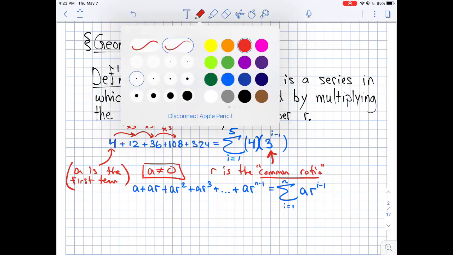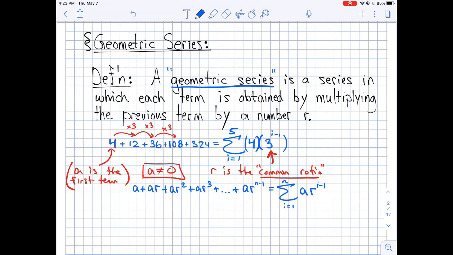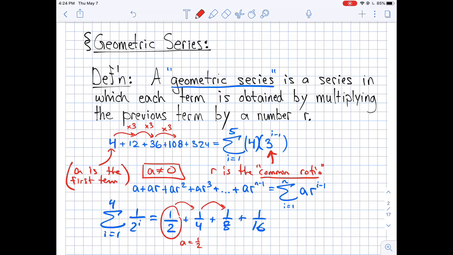So let's look again at the first example that we saw. It was a geometric series, 1 over 2 to the power of i, starting at 1 and going to 4. The very first term here was 1/2. The second term was 1 over 4, and then we have 1 over 8 and 1 over 16. So you can tell that this right here is our a value: a is equal to 1/2. And how do you get from one term to the next? Each time all I'm going to do is multiply by the common ratio, and in this case the common ratio is also 1/2. So that's the basic idea behind a geometric series.